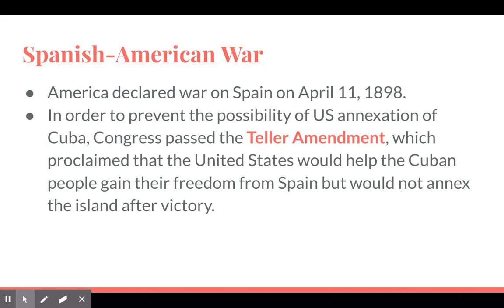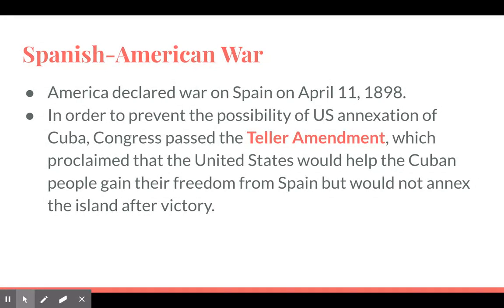So, technically, America declared war on Spain on April 11th, 1898. But a lot of people immediately thought within the government, are we only going to war with Spain to take over Cuba? Because Cuba wants to be independent. So if we enter this war, are we really just going to this war so that we would take over Cuba? Because that's kind of messed up.